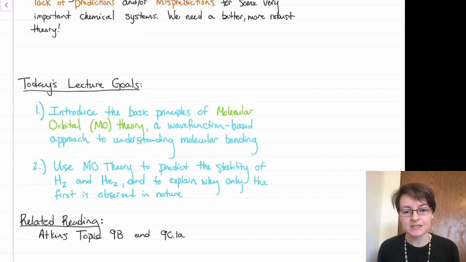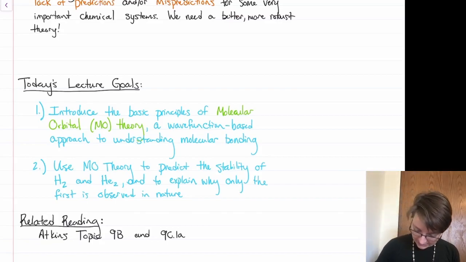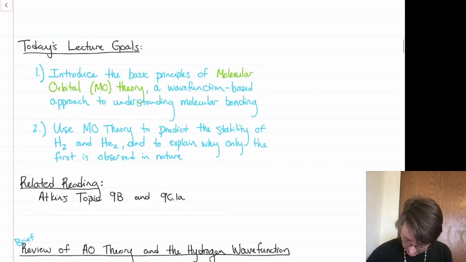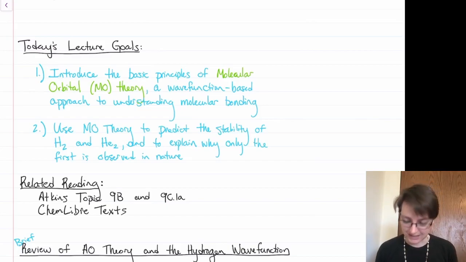And if you'd like to learn more about this topic, I encourage reading Atkins topics 9B and 9C.1A in your text to go along with today's lecture. And then there are a number of ChemLibreTexts articles that I'm going to post on Moodle that I personally found really helpful in helping visualize some of the concepts that we're going to go over in today's discussion.